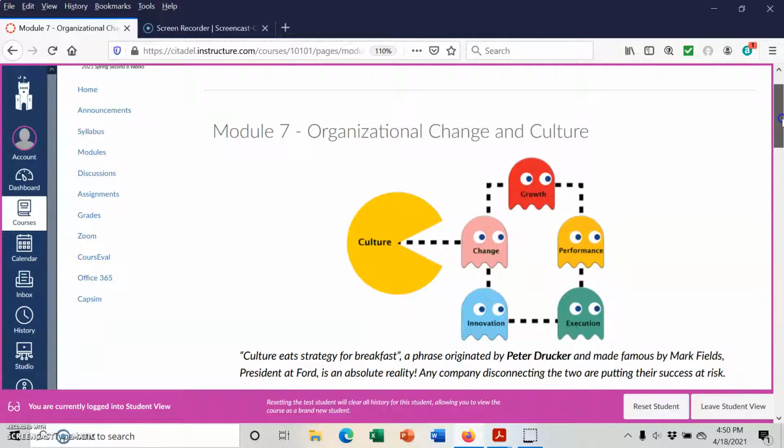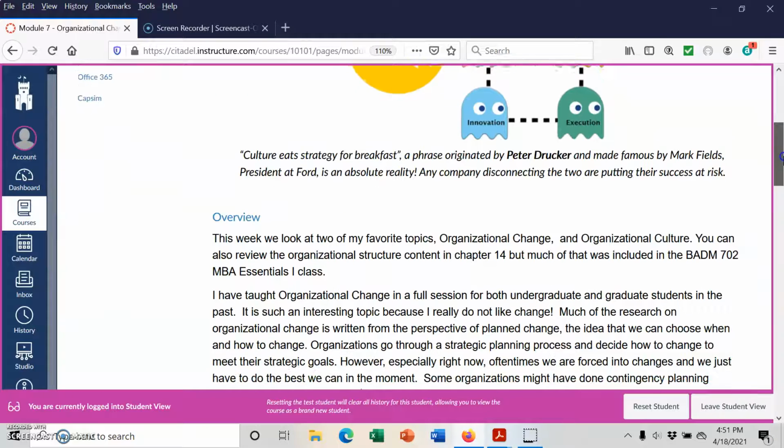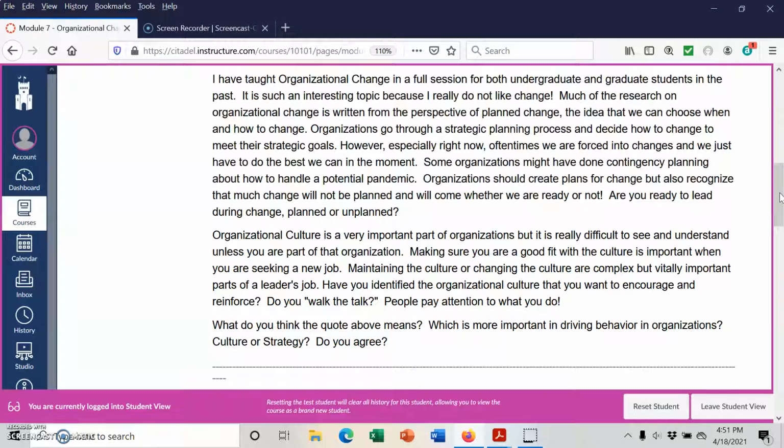So this week we look at two topics, organizational change and organizational culture. As I note here, these are two of my favorite topics. I've taught an entire course on organizational change, which I haven't had the opportunity to do here at the Citadel yet, but maybe I will in the future. And organizational culture is an important part of organizations. You can't necessarily see and understand it when you're part of the organization, but if you come in as an outsider, you can usually identify some of the core components.